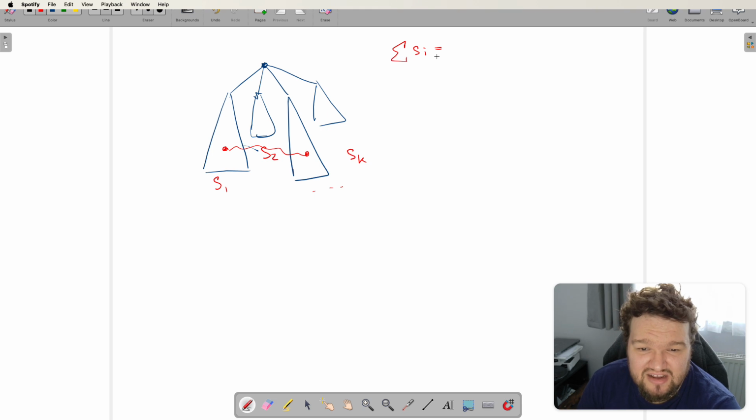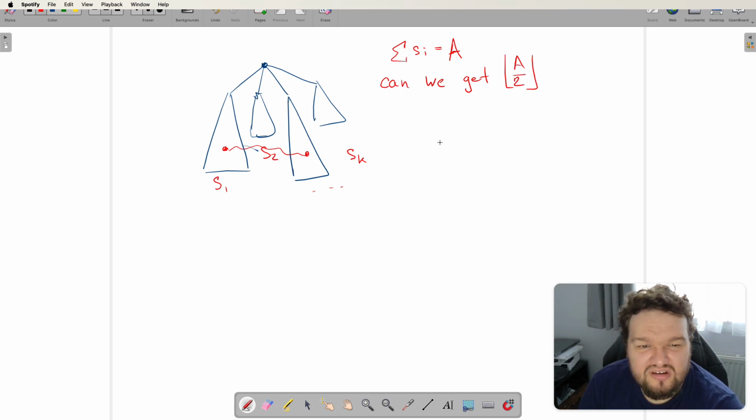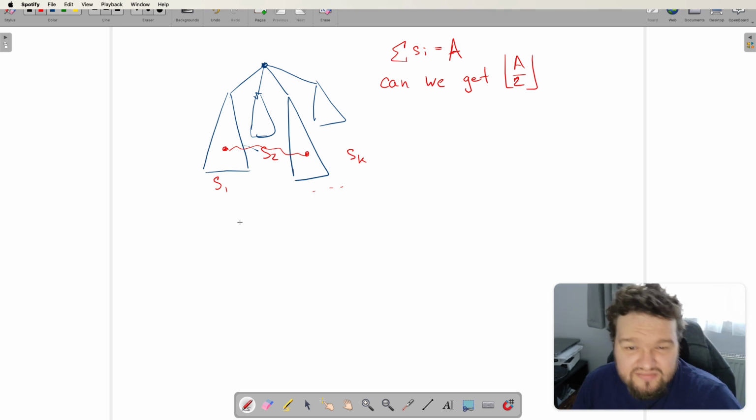So let's say that the sum of sizes is some number a. Obviously, if a is odd, we cannot match everything, but maybe we can match almost everything. Can we get a divided by 2 rounded down pairs that are non-intersecting?